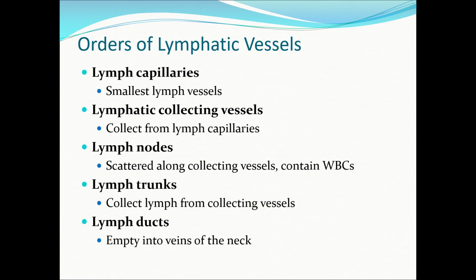The orders of lymphatic vessels, from smallest to largest, start with the lymphatic capillaries, which are the smallest lymph vessels, then the lymphatic collecting ducts, or vessels, which collect from the lymph capillaries, then lymph nodes, which are scattered along collecting vessels containing white blood cells, the lymph trunks, which collect lymph from collecting vessels, and finally the lymph ducts, which empty into the veins of the neck. So that goes from lymph capillaries to collecting vessels to nodes, trunks, and ducts.